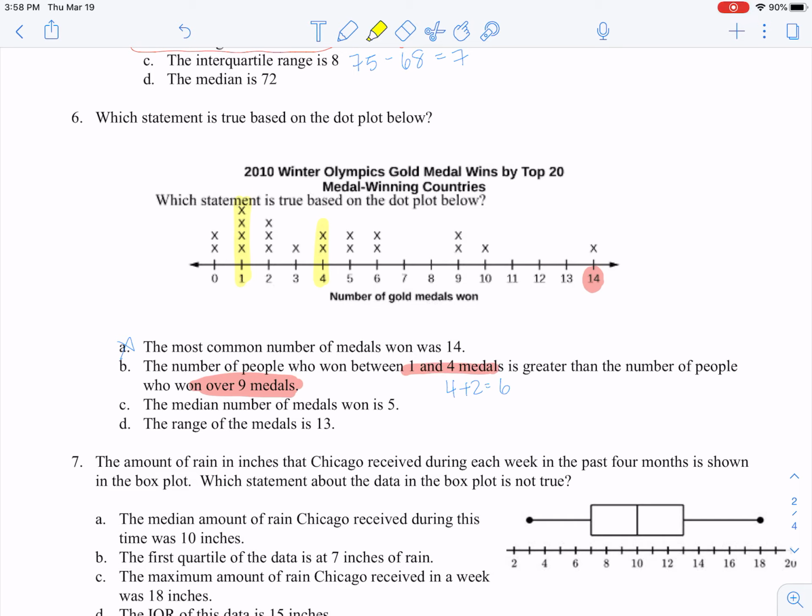So 6 is greater than the number of people who won over 9 medals. So let's count the ones that are over 9. That's 1, and then another one. That's just 2. So 6 is greater than 2. That is true. So B is correct. Let's check the other ones.